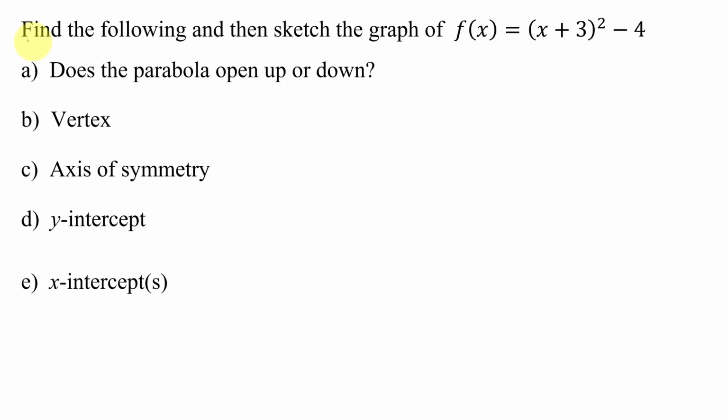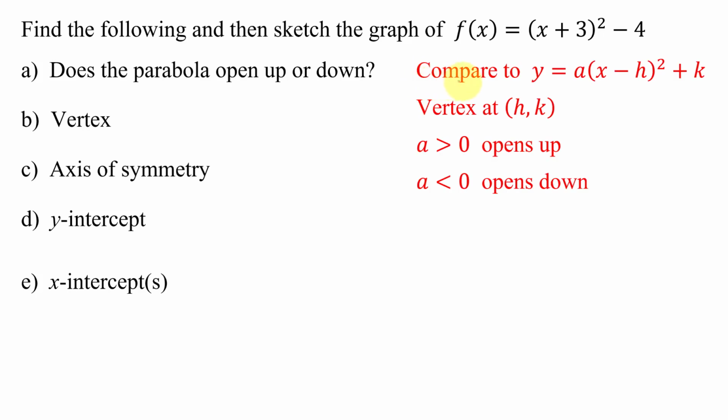In this example, I need to find the following information given here, and then I need to sketch the graph of f of x equals the quantity x plus 3 all squared minus 4. Well, what type of function is this? Notice if I square this binomial, the highest exponent on any x is going to be a 2. So this is a quadratic function, and this quadratic function is given in standard form.